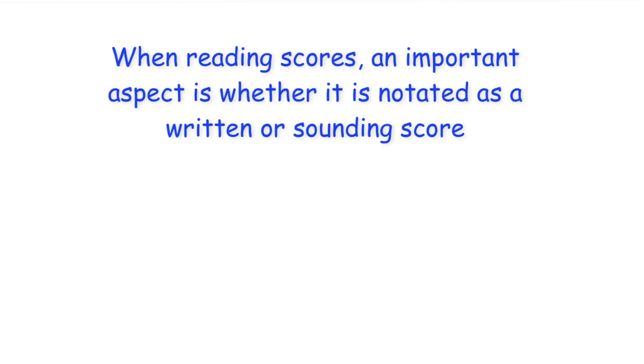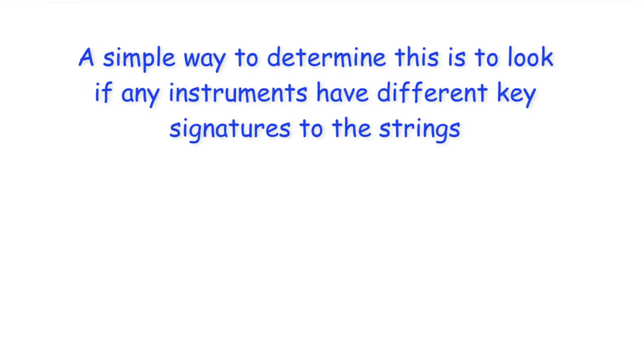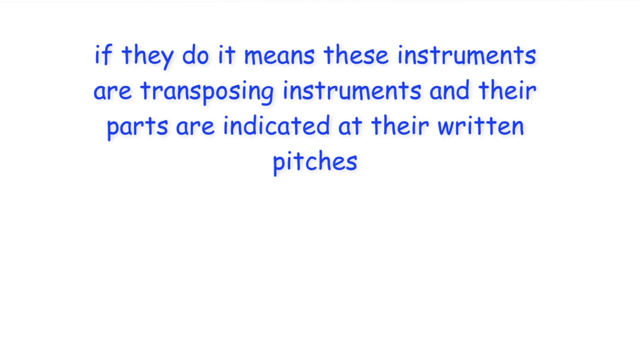When reading scores, an important aspect is whether it is notated as a written or sounding score. In other words, are all the transposing instruments written at their sounding or written pitches? A simple way to determine this is to look if any instruments have different key signatures to the strings. If they do, it means these instruments are transposing instruments and their parts are indicated at their written pitches.